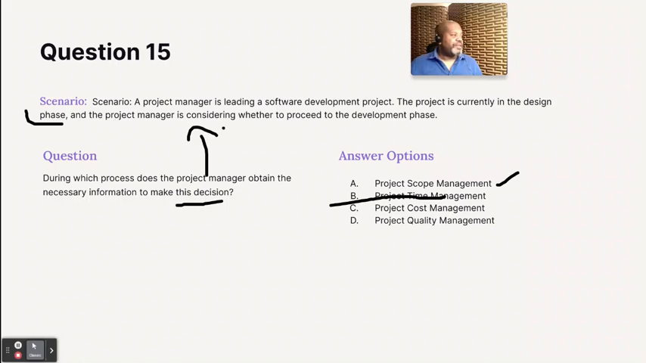Costs as well don't seem to be mentioned in this scenario, and while there are probably cost implications in the design phase, I think it would be said out loud if that was the case. Quality management is great, but that's for the total project and not just the design phase, and whether you're considering trying to make the decision whether to move on to. So I like project scope management.